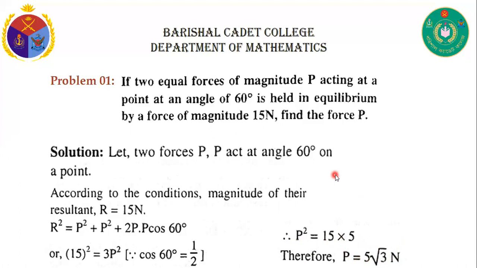Okay. So boys, in previous class we said that if three forces are acting at a point and they are in equilibrium, then the resultant of any two forces will be the third force. Then the three forces are in equilibrium.